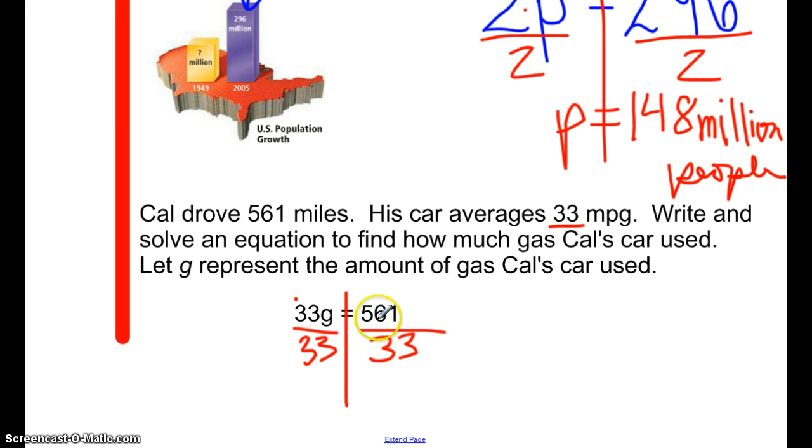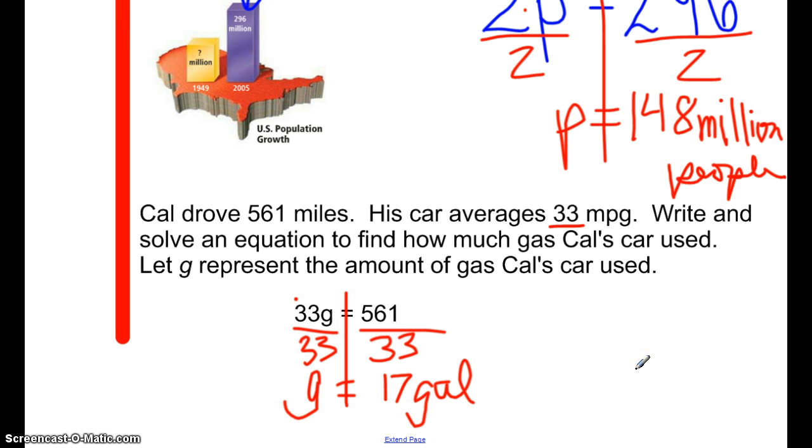So 33 goes into 56 one time with 23 left. I'm thinking 17 gallons. Am I right? You should check. On a question like this, you could use your calculator to find that. I'm more concerned that you can set up the equation. So G equals 17. So there you go.